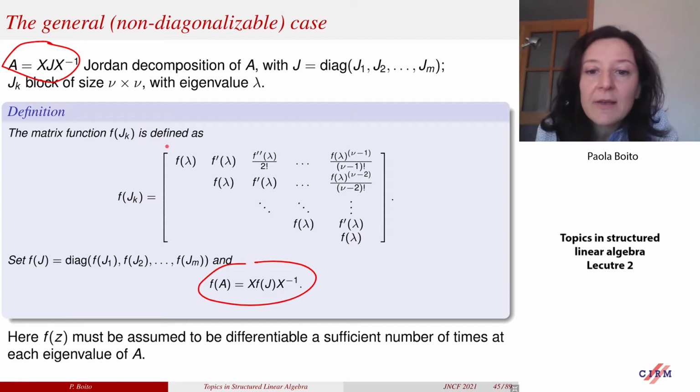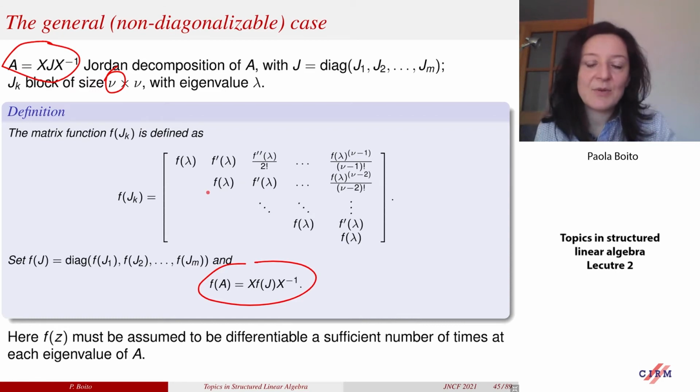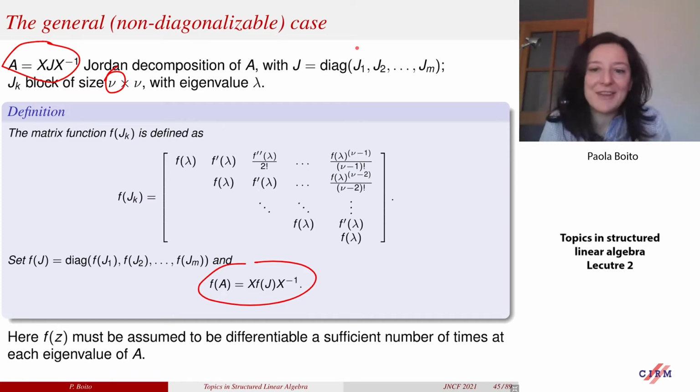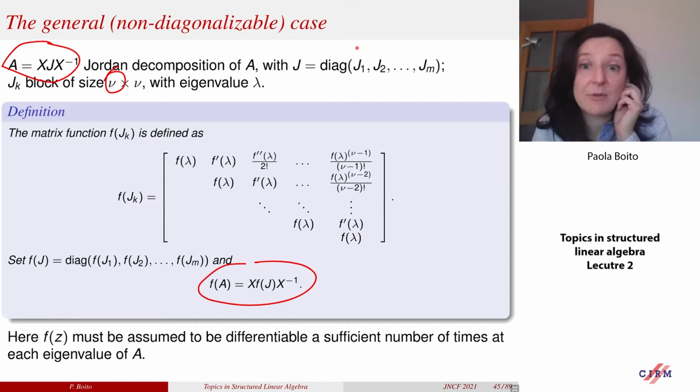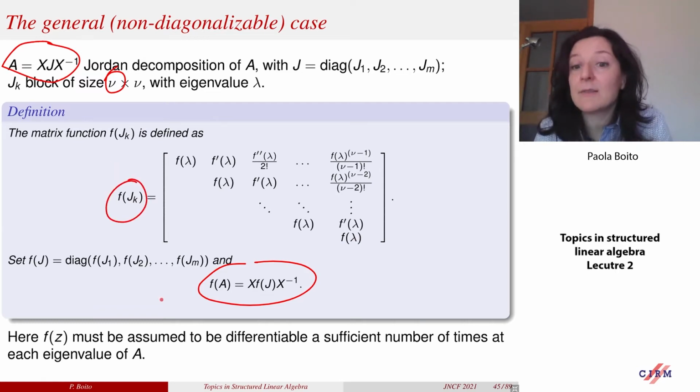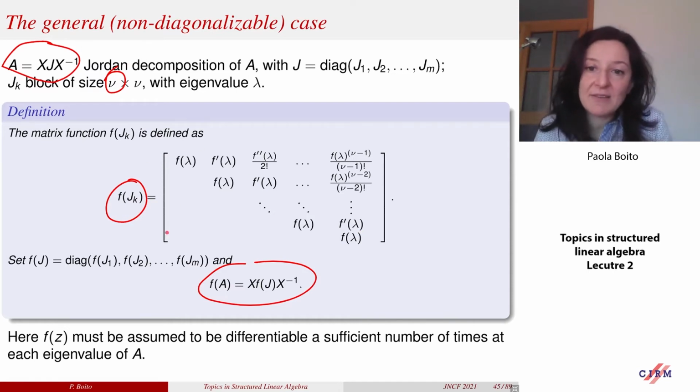No, okay. The size of the Jordan block. Yes. So I did not choose it. It's the size of the Jordan block we're working on. If A has a Jordan decomposition, each block has a certain size that depends on the spectral properties of the matrix. And so we need to define what it means to compute f applied to each of these blocks. Here I'm denoting as nu the size of the block.